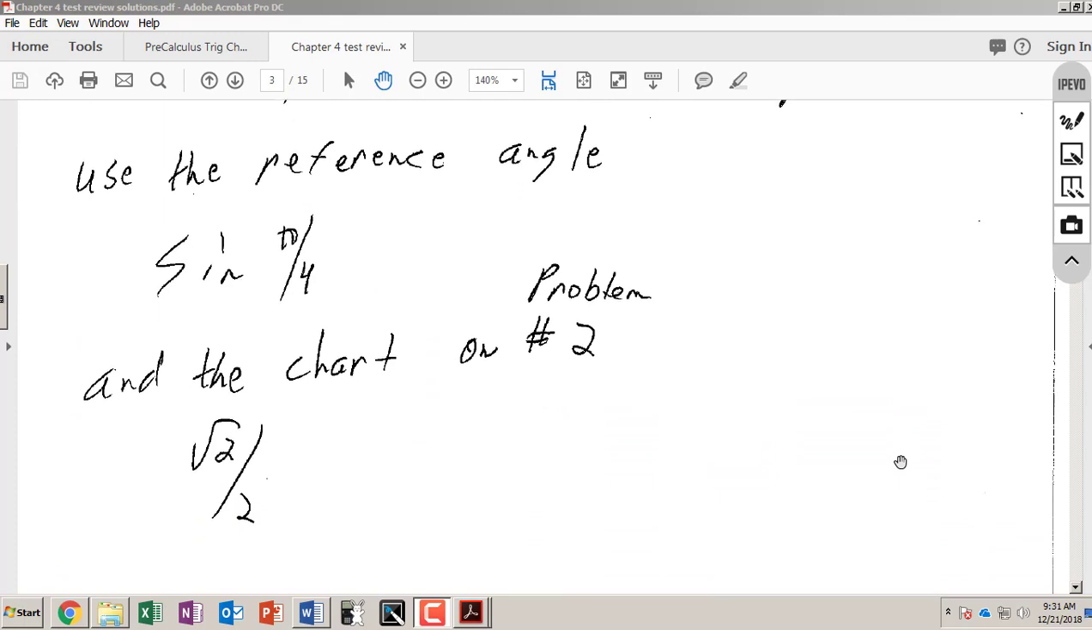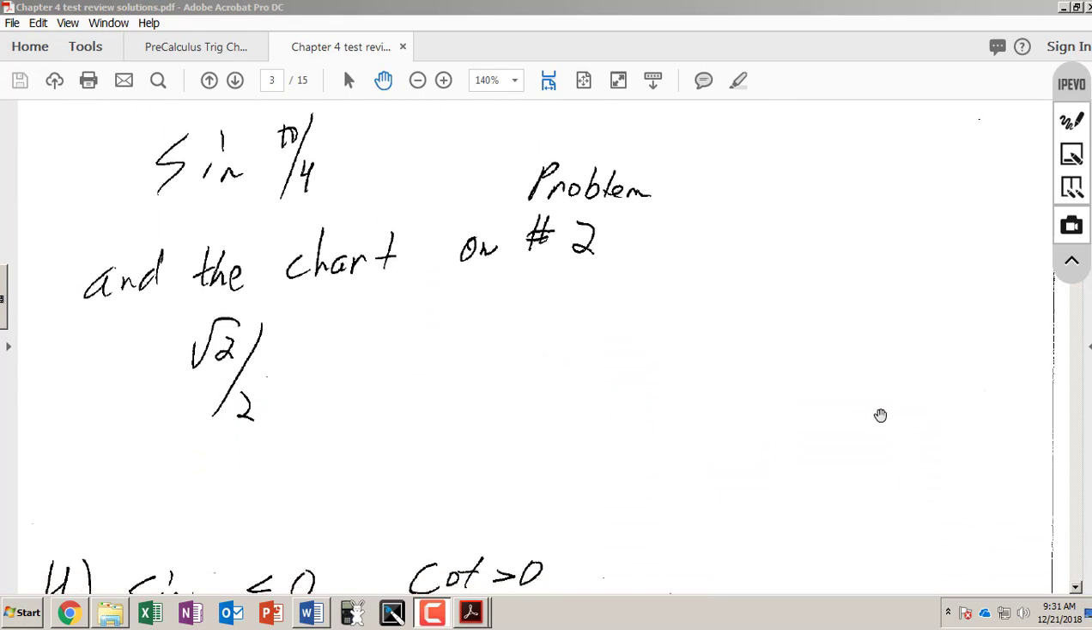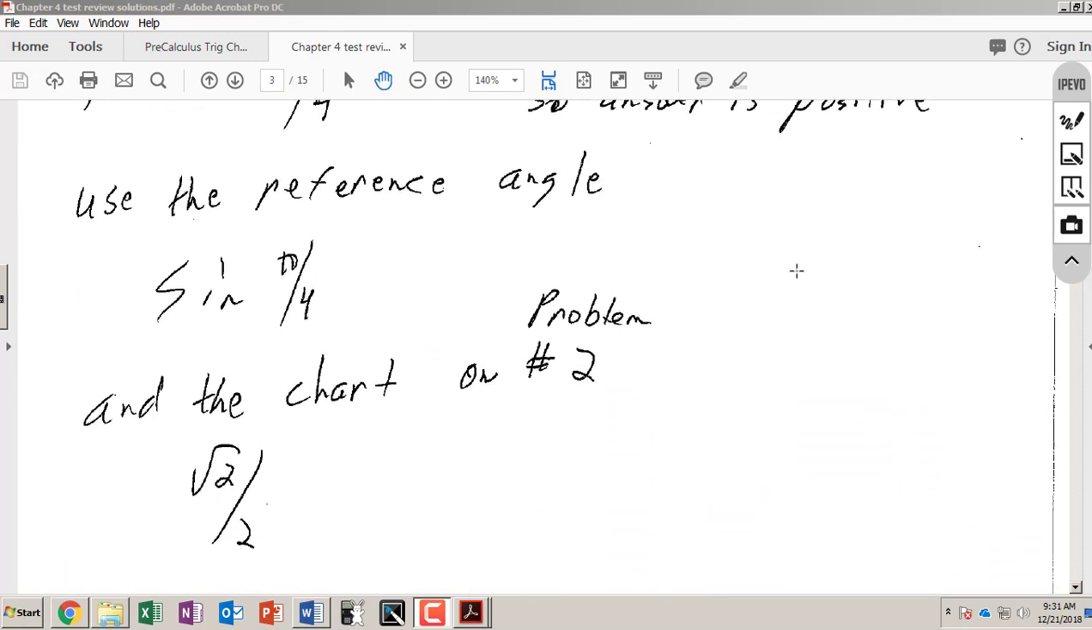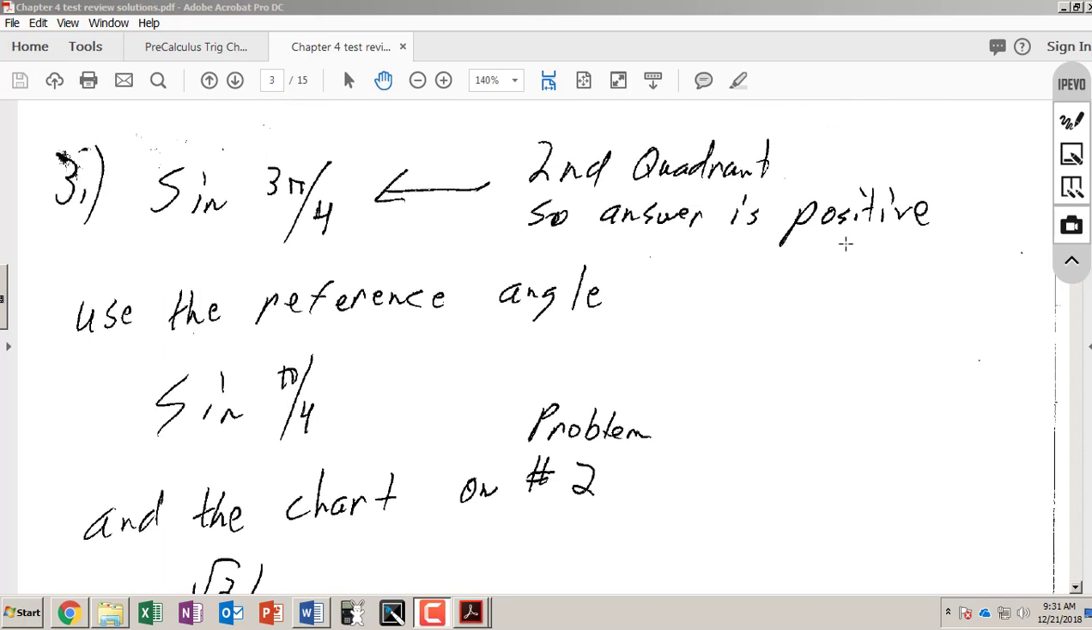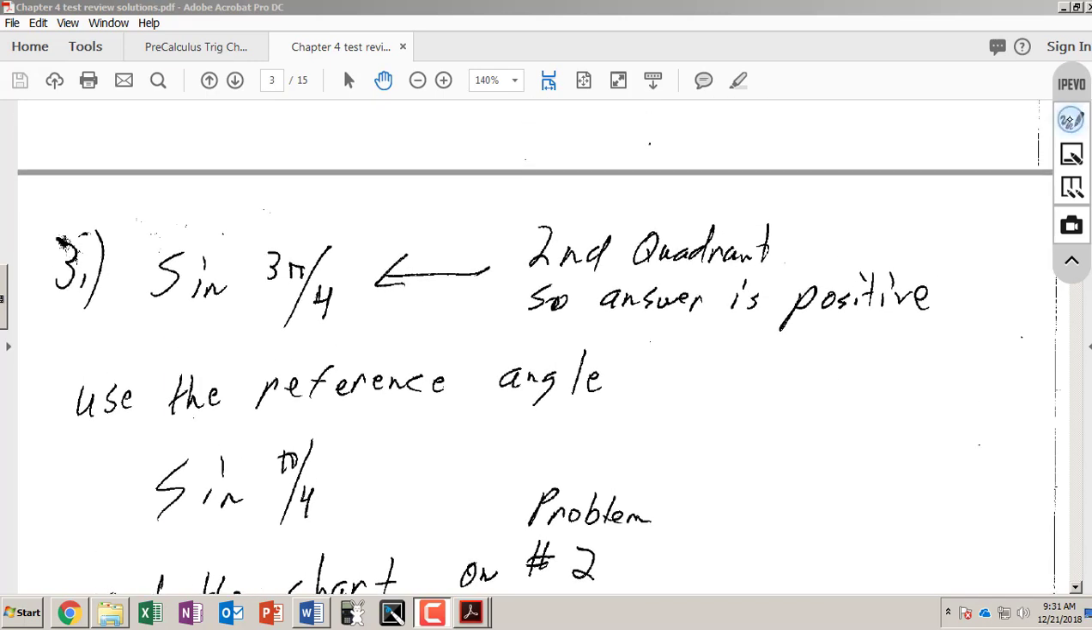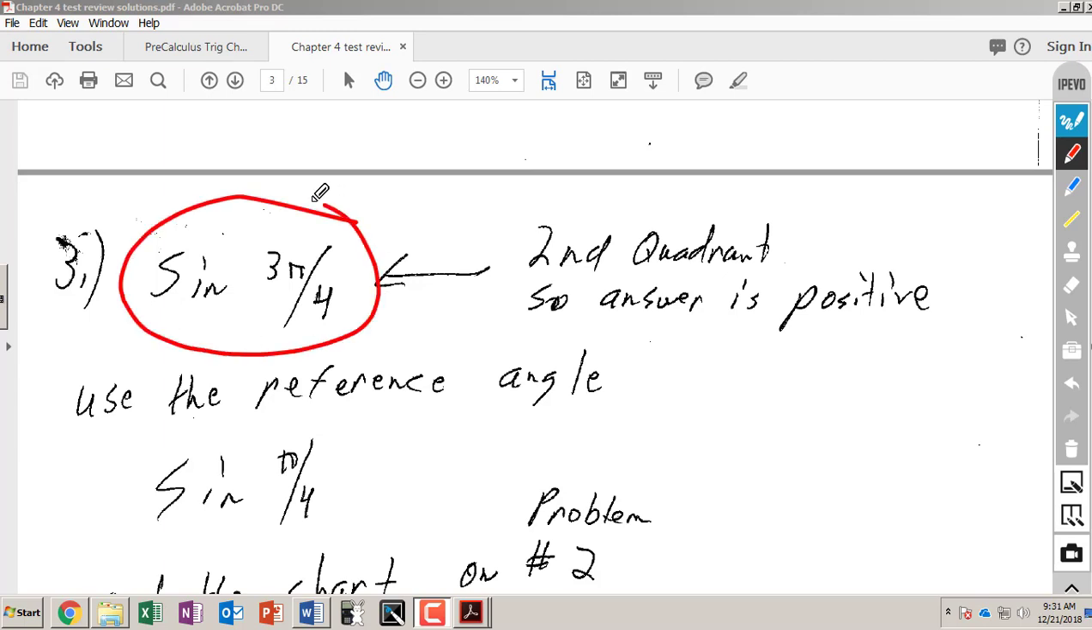So using my chart, I've got the square root of 2 over 2. And now I just have to check to see if it's positive or negative. So I just need to figure out where 3 pi over 4 is located. There's 2 ways to do that.